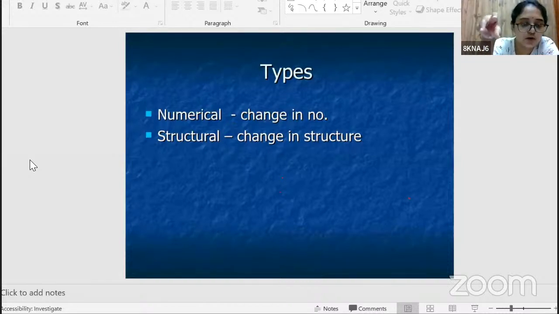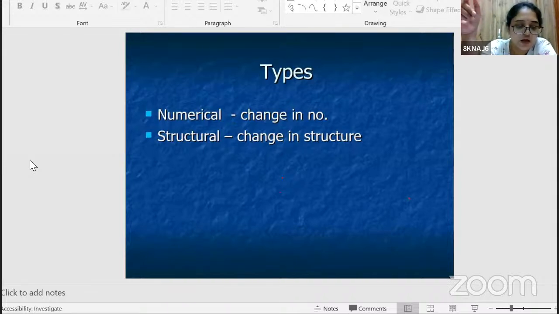So 46XY DEL 22 means there is a deletion on chromosome number 22 and a breakpoint is present at band Q21. 46XX INV 7 P11Q22: it is a female having 46 chromosomes, but there is an inversion on chromosome 7 with breakpoints at bands P11, that is on the P arm, and Q22 on the Q arm.